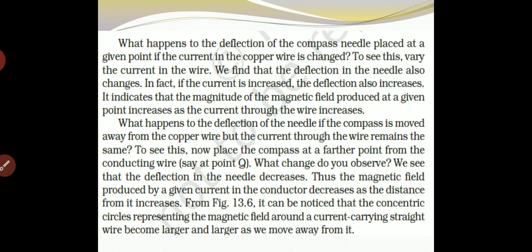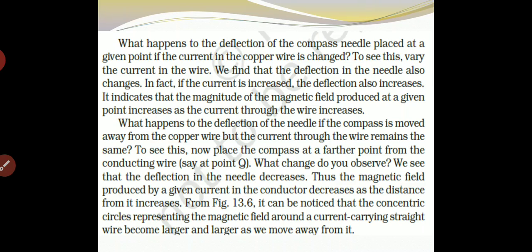In fact, if we increase the current in the circuit, what will be seen? The deflection also increases. So from this we can say that current is directly proportional to the deflection. If the current increases, then deflection also increases, and if the current decreases, then deflection also decreases. So from this we can justify what? The direction of a current and the amount of a current are directly proportional to the deflection.